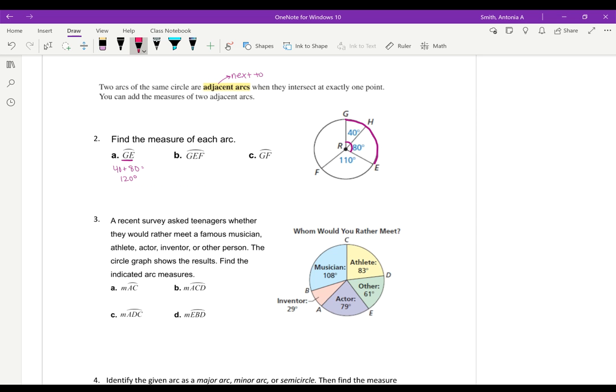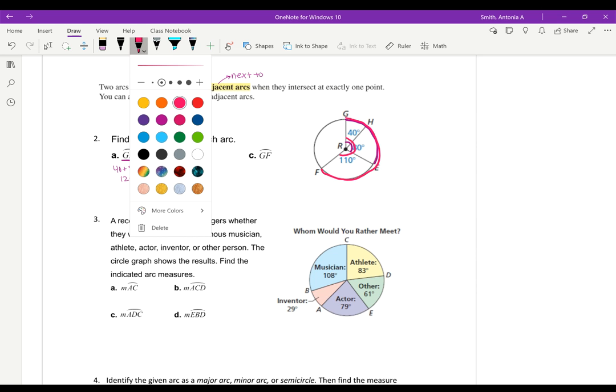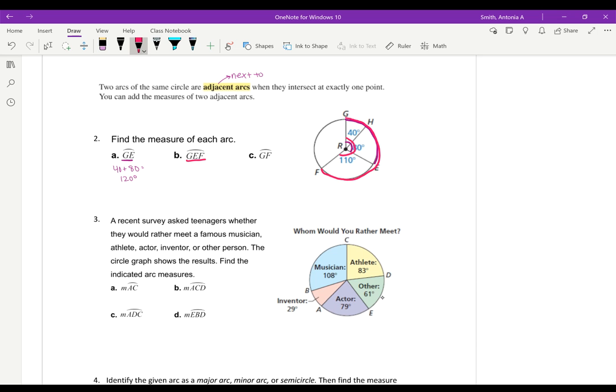Okay. The next one, GEF, we can already tell that this is either a semicircle or a major arc because it has 3 letters. But now I'm going from G around to E and then around to F. So all I need to do is add up those angles on the inside there. So I want to add up 40 plus 80 plus 110, which is 230 degrees.